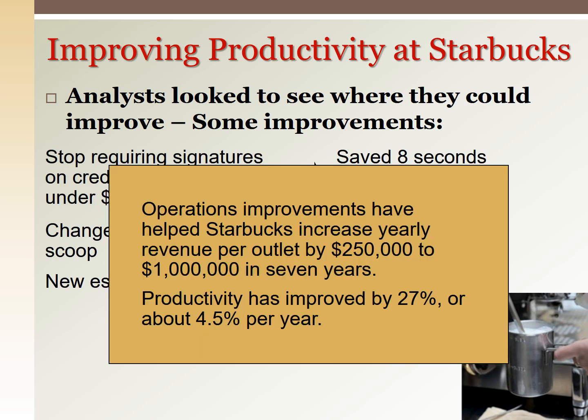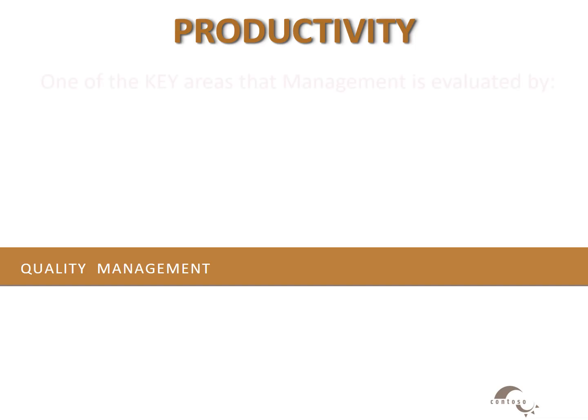Operations improvements have helped Starbucks increase yearly revenue per outlet by $250,000 to $1 million in 7 years. Their productivity improved by 27%, or about 4.5% per year.